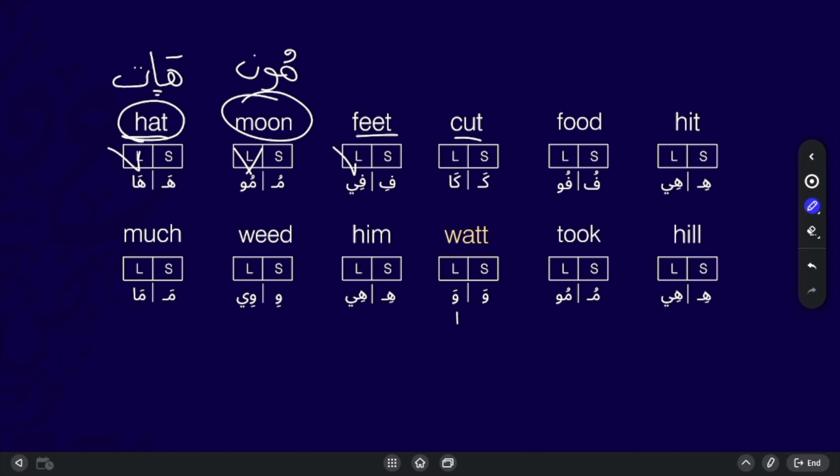Now let's look at cut. Can you make cut any shorter? Cut, cut, cut. No. So you are dealing with a short vowel. You're not dealing with cat. It's cut. So that's short. Food. Can you make it shorter? Yes, food. So this is long. Hit. Can you make it shorter? No. So that's short. Much. Can you make it shorter? Much, much. You get much. So that's short.